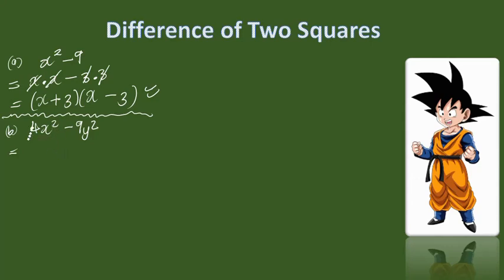Okay, let's break it down. 4 is the same as 2 multiplied by 2. x squared is the same as x multiplied by x. We have a subtraction in between. We have a 9, which is 3 multiplied by 3. We have a y squared, which is y multiplied by y.